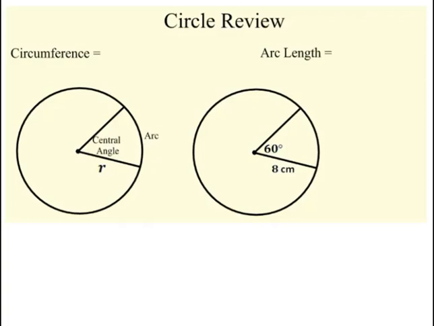Alright, so before we dive into some radians, let's just do a quick circle review here. We kind of dealt with circles in the last section when we were talking about degrees, but just as a refresher, circumference, when we're talking about a circle, is if we were to walk around the outer edge of a circle, that would be considered the circumference, or in other words, the perimeter, okay, the distance around an object.